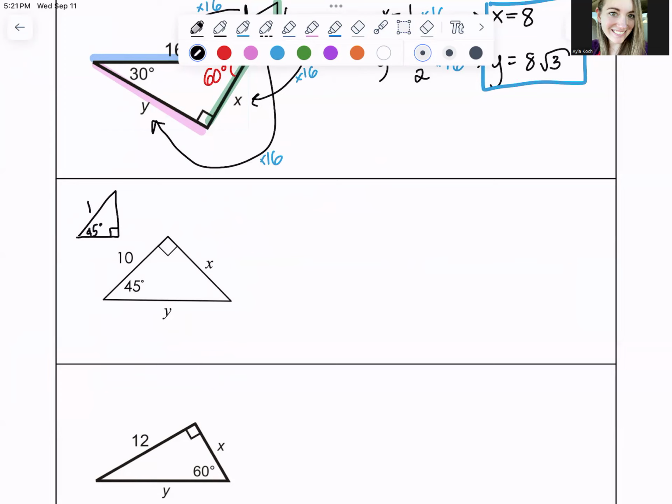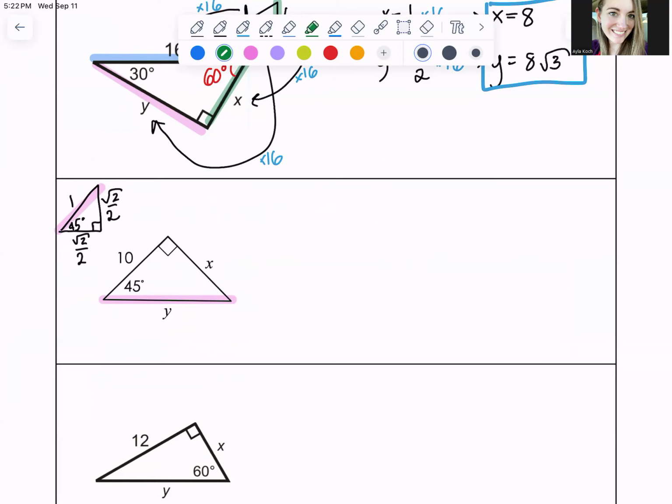A 45-45-90 triangle with a hypotenuse of 1 has side lengths that are the same. They're square root 2 over 2, square root 2 over 2. So let's start by identifying the hypotenuse. So the hypotenuse here, hypotenuse here.